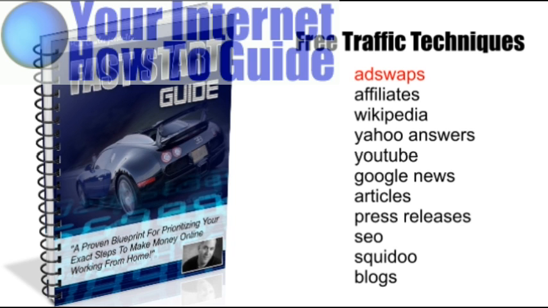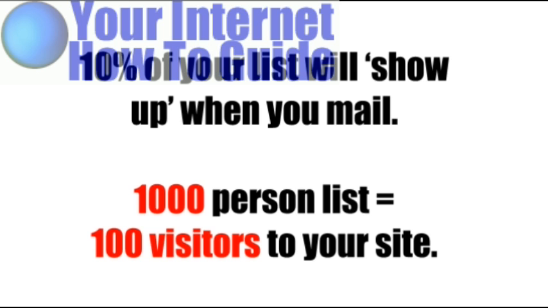Now, let me give you a quick example here of some of the numbers to expect when you're doing ad swaps and how to get started on this right away. Okay, now first, whenever you do an ad swap, whether it's your list or the other person's list, you want to count on about 10% of your list actually showing up when you do a mailing. What this means is a 1,000-person list will equal approximately 100 visitors to your site.